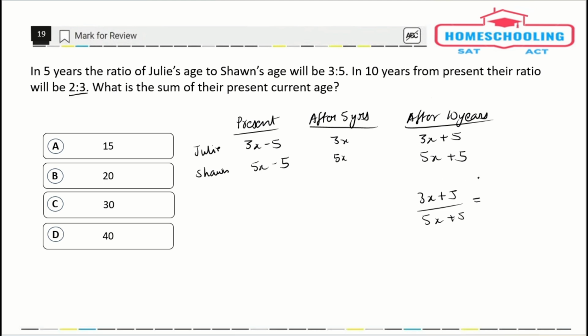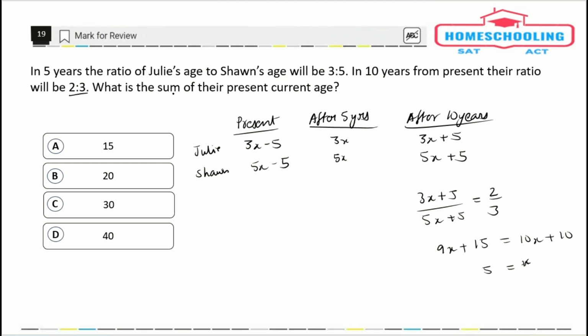And the ratio given in the question is 2 divided by 3. So using cross multiplication, this one would be 9x plus 15, and this side 10x plus 10. Now solving, we will take 10 on that side, so 15 minus 10 would be 5, and x on that side, 10x minus 9x, that would be x. Hence the value of x is 5.